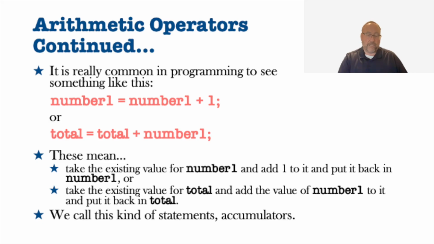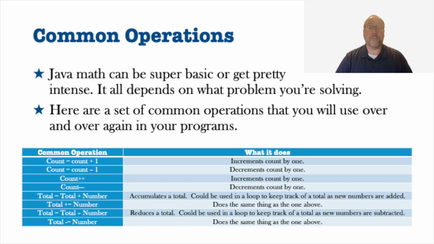For total, we take the value of total at the time, we add whatever the value in the variable number 1 is at the time, and then we take the sum of those, and we put them back into the variable called total. These types of statements we call accumulators. But there are more than just these.